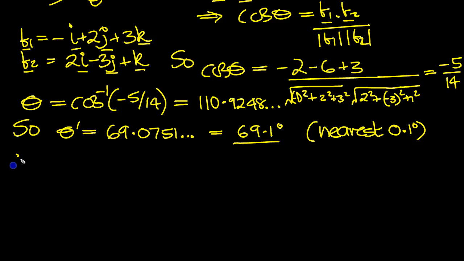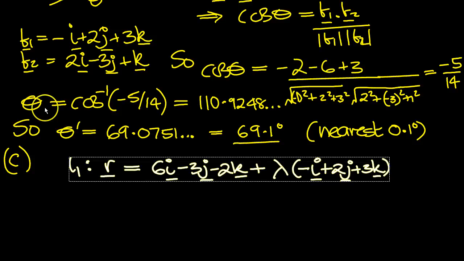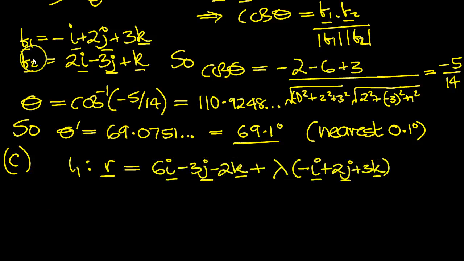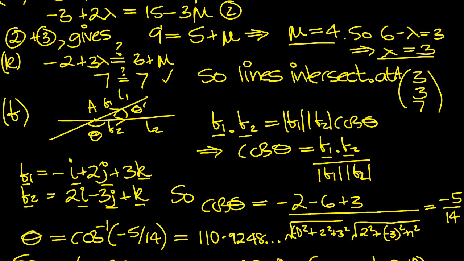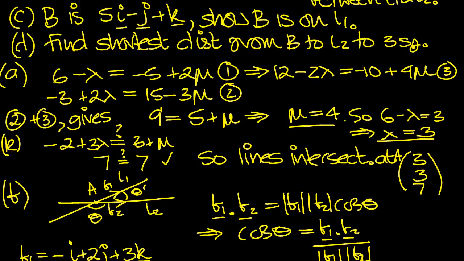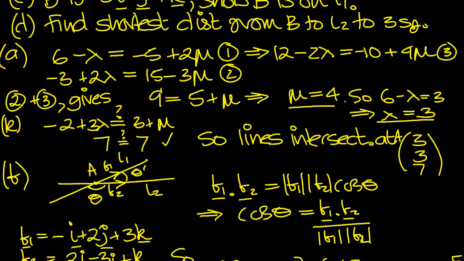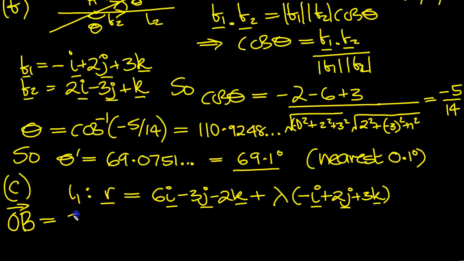So part C, I'm going to paste in the line from above, the L1 line. So I've got it here. And then we need to put in the vector B. So the point B, OB, is equal to, now what was it? Let's just get it from the question. 5i minus j plus k. We need to show this lies on L1.